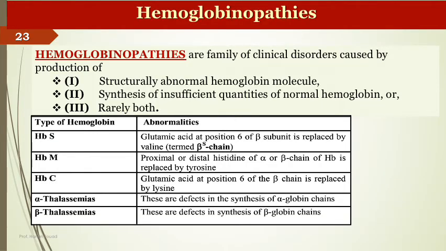We are going to study diseases of hemoglobin. Either we have a mutation, an abnormal polypeptide chain of hemoglobin, a mutated polypeptide chain, or insufficient quantities of normal polypeptide chain, very rarely both. We are going to study hemoglobin S, hemoglobin M, hemoglobin C, alpha thalassemia, beta thalassemia in detail.